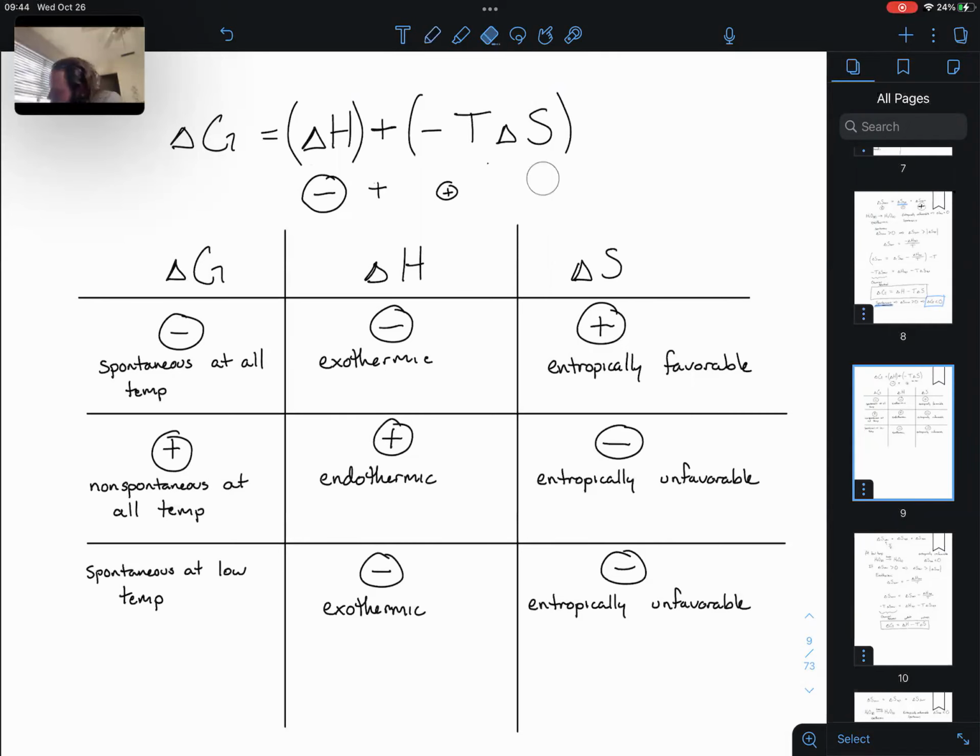But if I'm at high temperatures, now all of a sudden that T delta S is a very big number. So at high temps, this is a very big positive number. And that means that delta G is positive. So at high temperatures, this would be unfavorable or non-spontaneous.